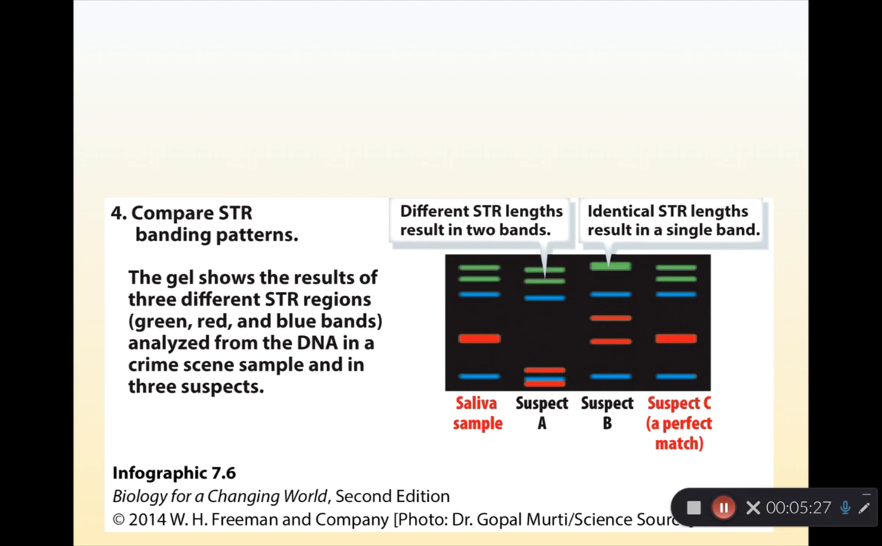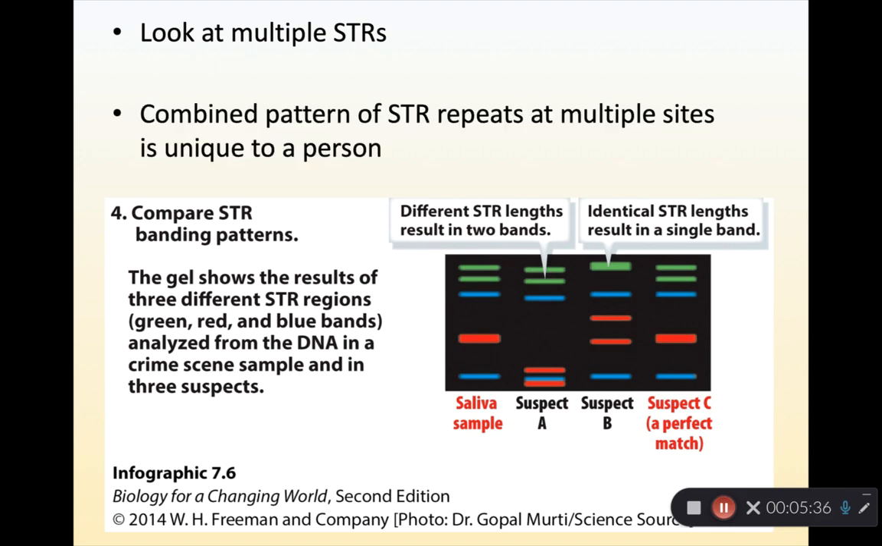So this is the example that your book gives, where we're looking at a forensic example, where we're looking at these, again, multiple types of short tandem repeats. And the combined pattern of all these short tandem repeats at these multiple sites is unique to a specific person. So we have, for example, our unknown saliva sample. We have the banding results for suspect A, suspect B, and suspect C.